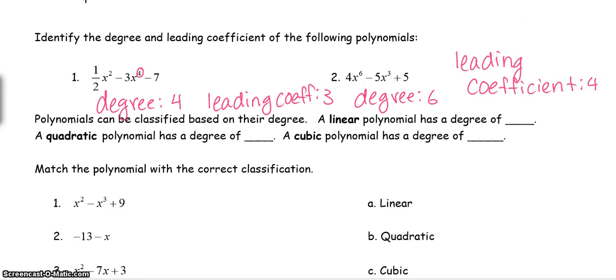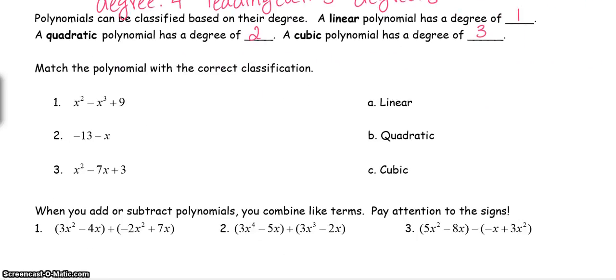Alright, now there are ways we can classify polynomials based on their degree. A linear polynomial has a degree of 1. A quadratic polynomial has a degree of 2. And a cubic polynomial has a degree of 3. There are a lot of other labels you can give polynomials, but we're only going to focus on knowing these 3. So if I look at number 1, I'm going to check out the exponents to classify it.